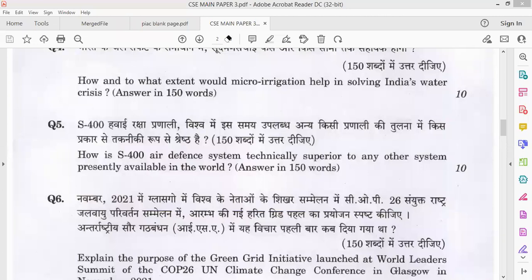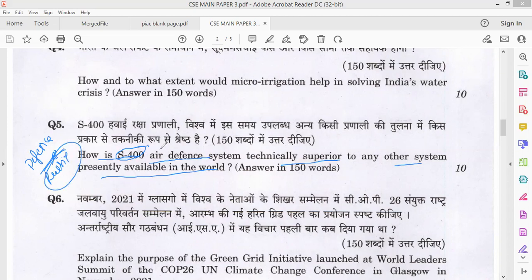Okay, so see the question now. How is the S400 air defense system technically superior to any other system presently available in the world? Now this is related to your defense. As I told you, defense technology, all these are there. Now S400 is a defense system, we are going to borrow from Russia. So how is it superior?